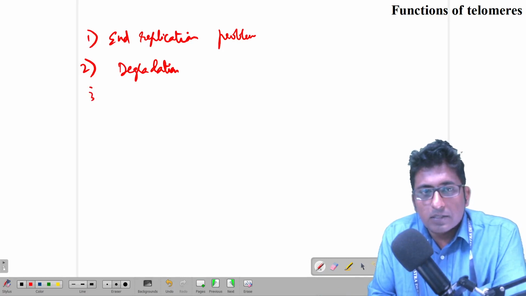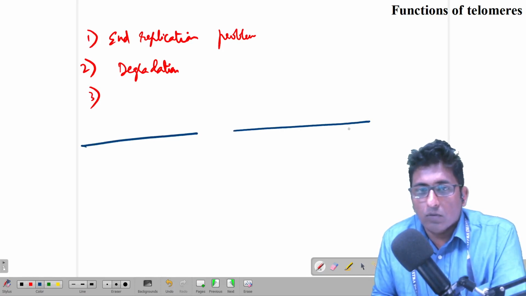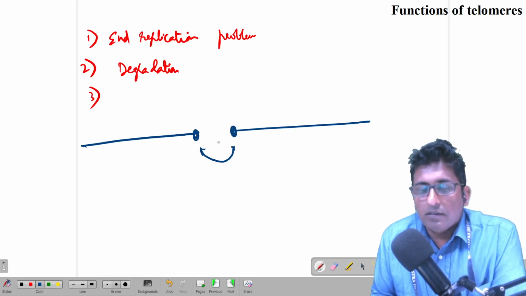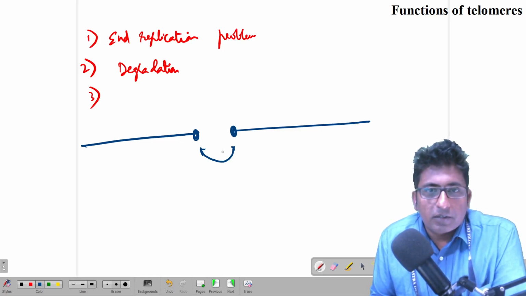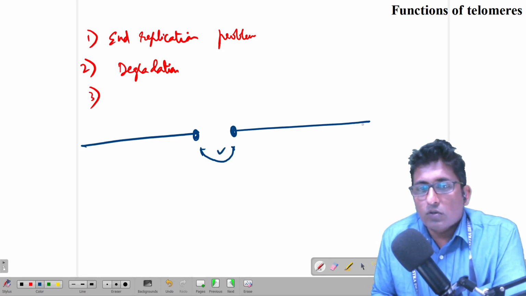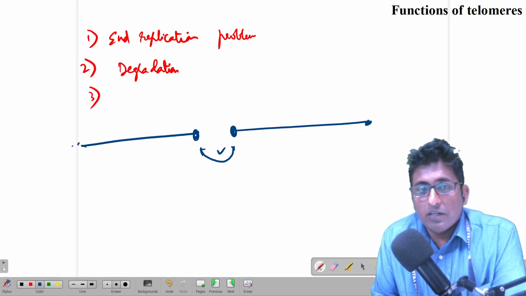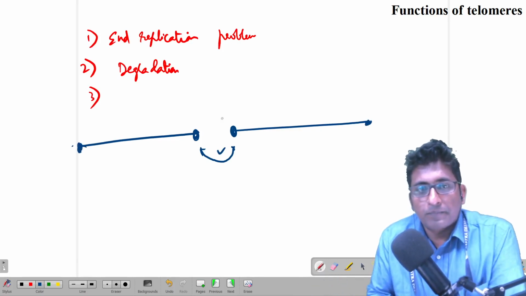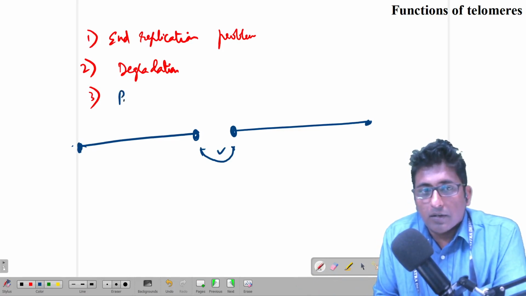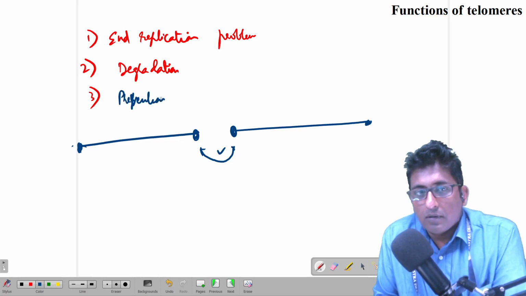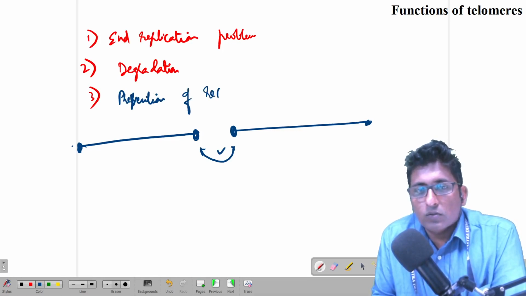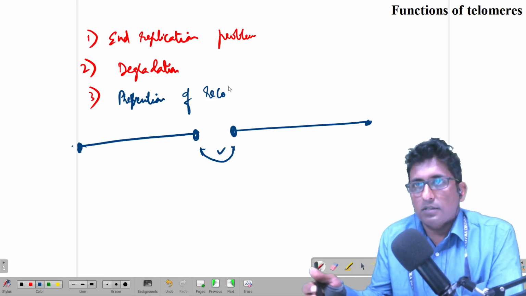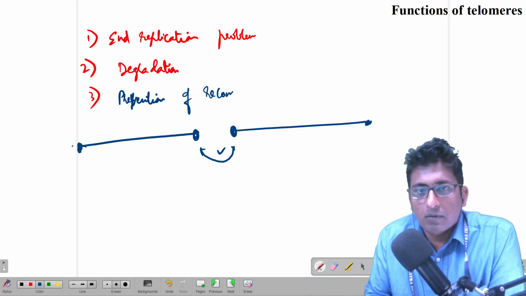The third one is also important. Say, for example, you have a chromosome and this is another chromosome. There is a possibility for these two to recombine, and because telomeres are present here, the recombination is prevented, and that's how the chromosomes will remain as independent chromosomes rather than fusing together. So that is also another important prevention of recombination between chromosomes. I mean, here we are talking about something like non-homologous recombination.